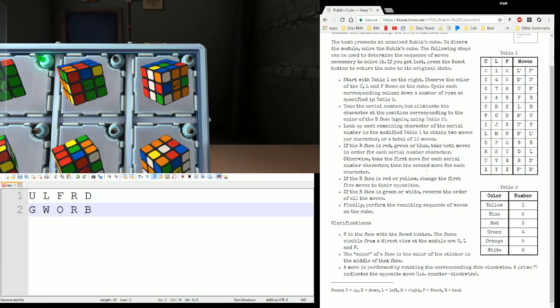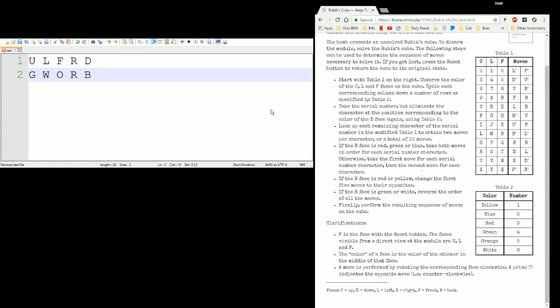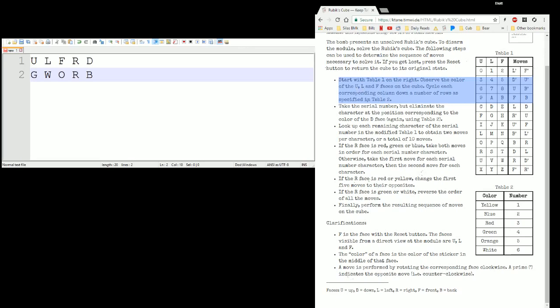What are we going to do as the expert? We've got this information. Let's switch to where we're not worrying about looking at the Rubik's Cube. Step 1, we're going to start with table 1 on the right. We're going to observe the color of the up, L, and F, up, left, and front faces. Notice those are the first 3 that we were given by the diffuser. That's intentional. It's actually also in the same order that they're in this chart. We're going to observe the color. We're going to cycle each corresponding column down a number of rows specified in table 2.